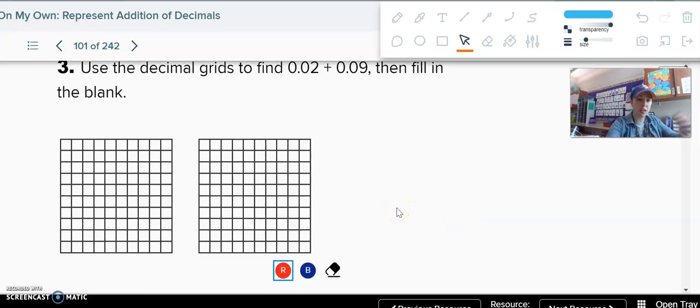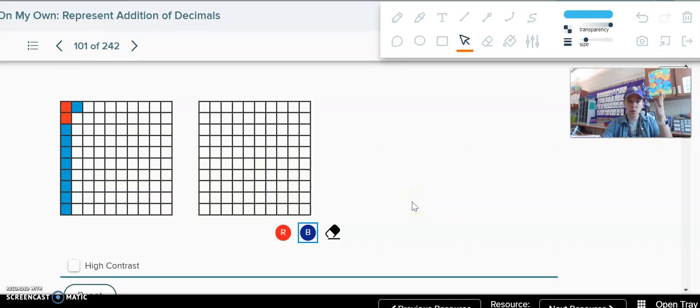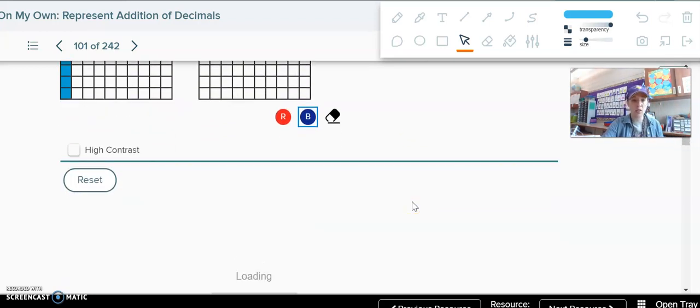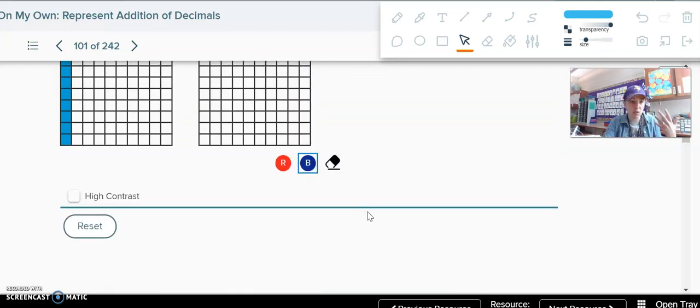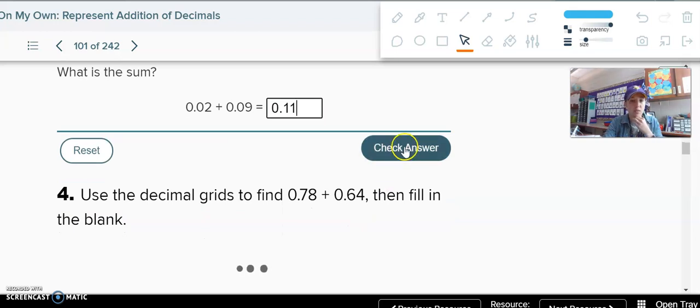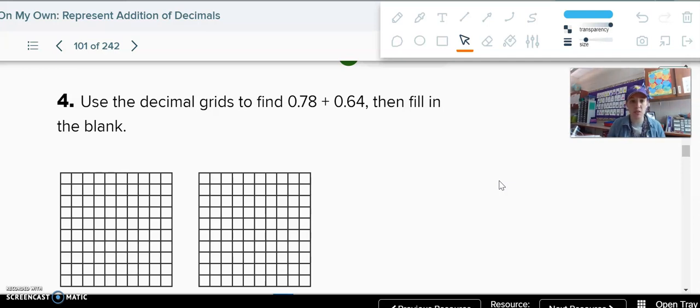All right, hope you got it. If I have 200ths, I have 1, 2, 3, 4, 5, 6, 7, 8, 9. Then all together, I have that full row and 1 more, so I have 1/10 and then another 100th, or 11/100ths. But notice how I couldn't write both digits in that one spot, so I did have to move it over. Right, 200ths plus 900ths is 11/100ths. All right, this last one, go ahead, figure out 78/100ths plus 64/100ths.